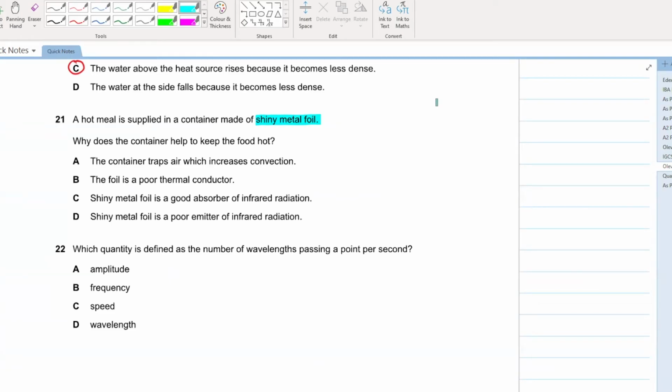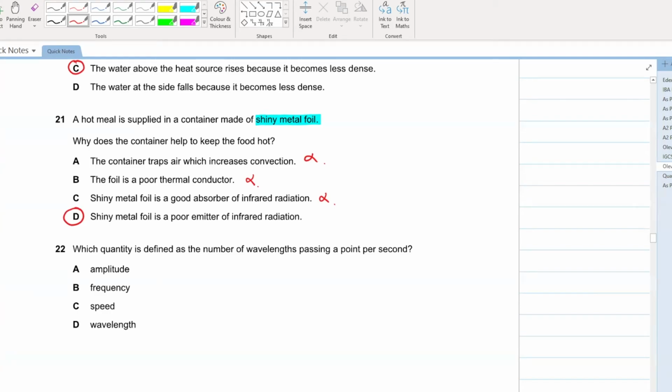Okay, now understand what is happening. You have to give an answer that matches the current scenario. So the container traps air, which increases convection. No. The foil is a poor thermal conductor. No. Shiny metal is a good absorber of infrared radiation. No. Shiny metal is a poor emitter of infrared radiation. This keeps the meal hot.